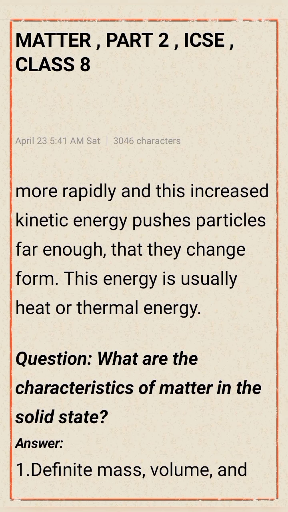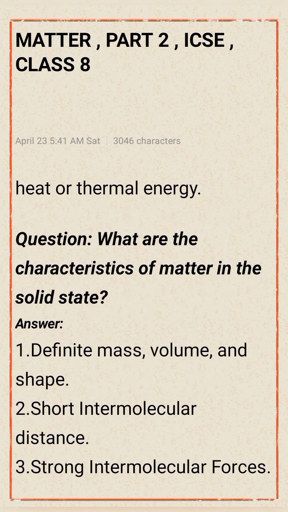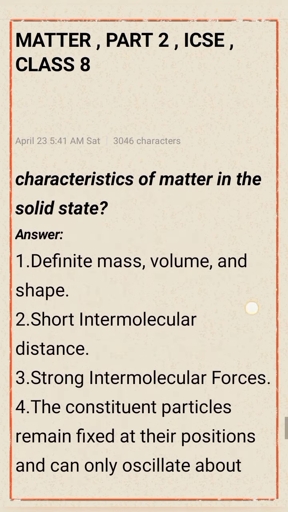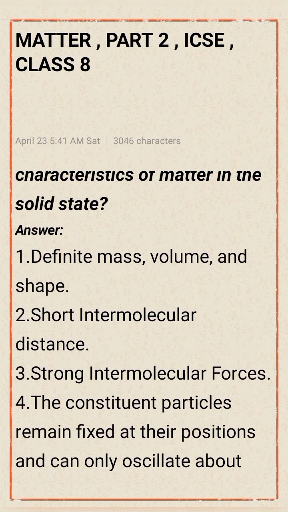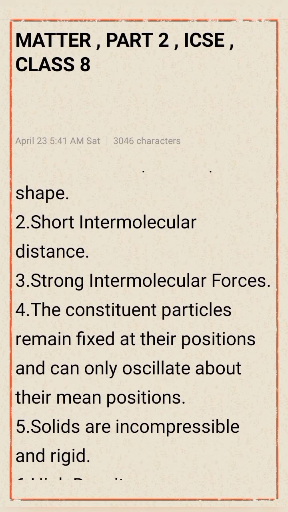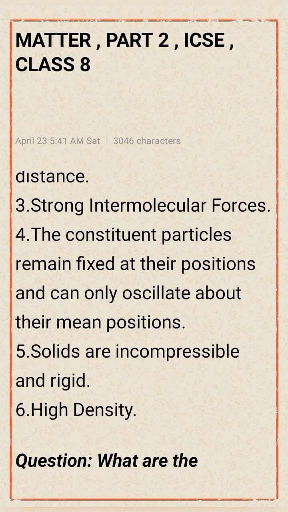Next question, what are the characteristics of matter in the solid state? Point number 1, definite mass, volume and shape. Next point number 2, short intermolecular distance. Next point, strong intermolecular forces. Next point number 4, the constituent particles remain fixed at their positions and can only oscillate about their mean positions. Next point number 5, solids are incompressible and rigid. Next, the last point, number 6, high density.